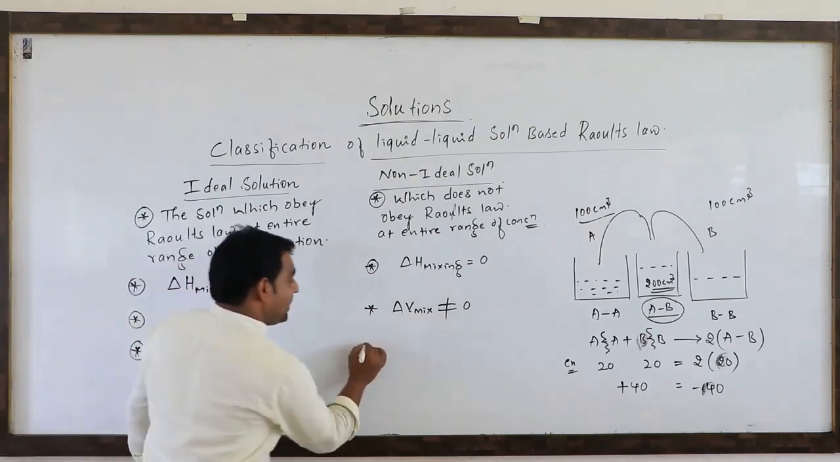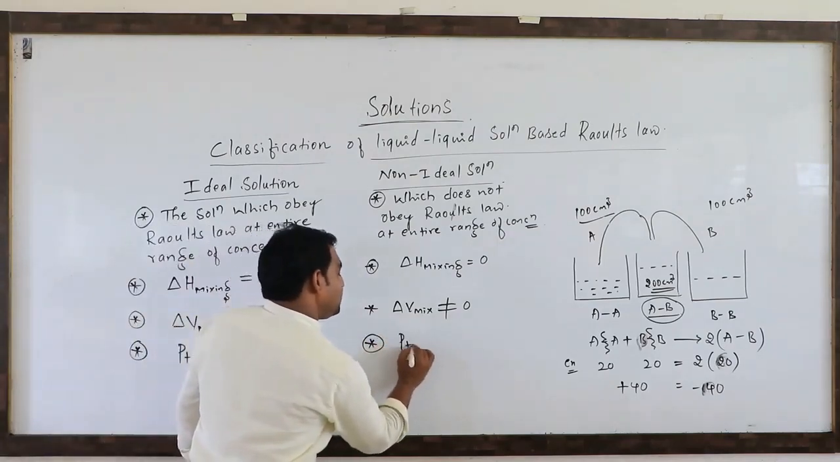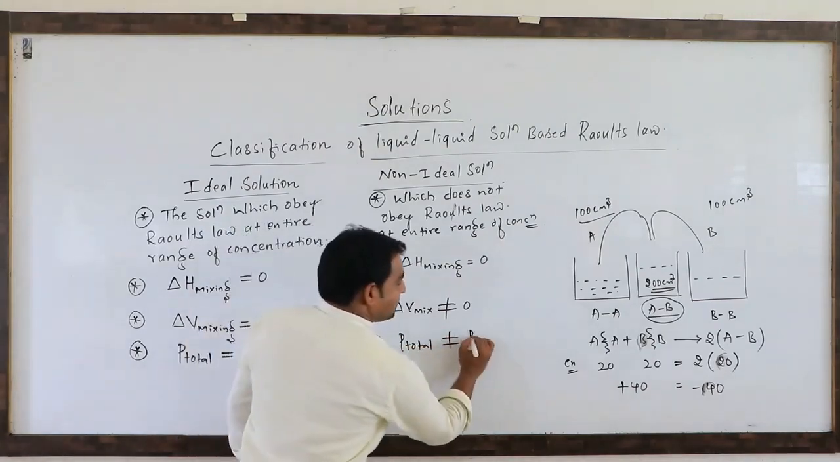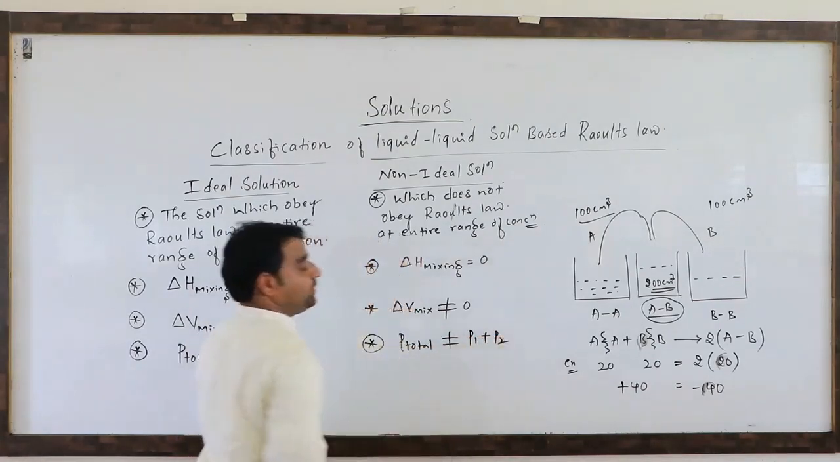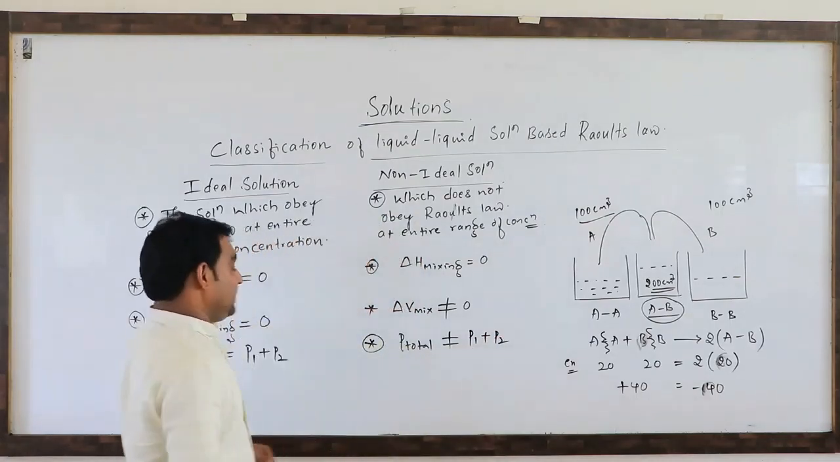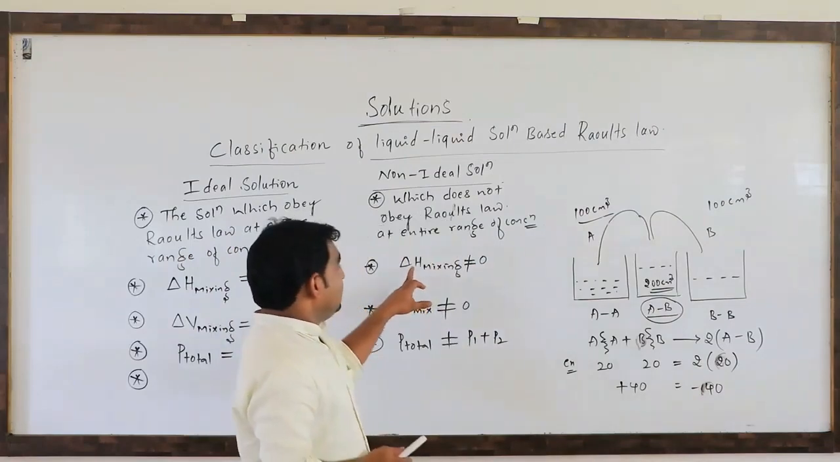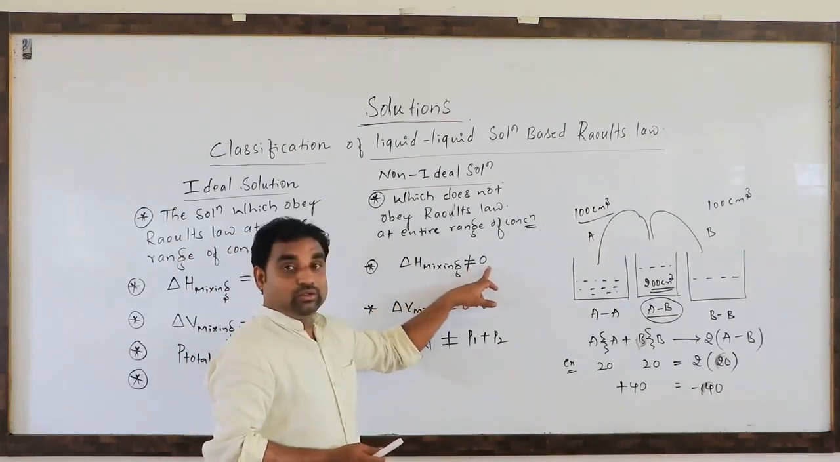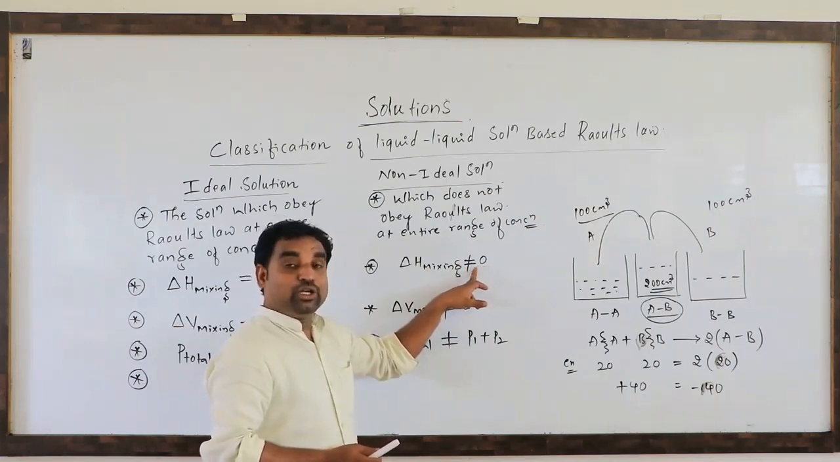But in case of a non-ideal solution, the total pressure of the solution may not be equal to P1 plus P2. It may be more than that or less than that. Later we will discuss that. And here delta H mixing is not equal to 0. I had written equal to 0, so just correct this one: not equal to 0.